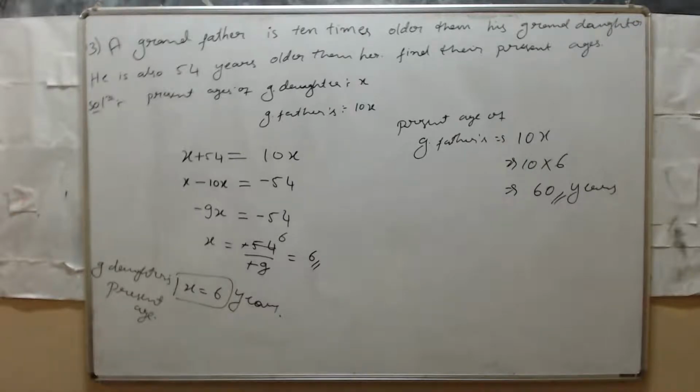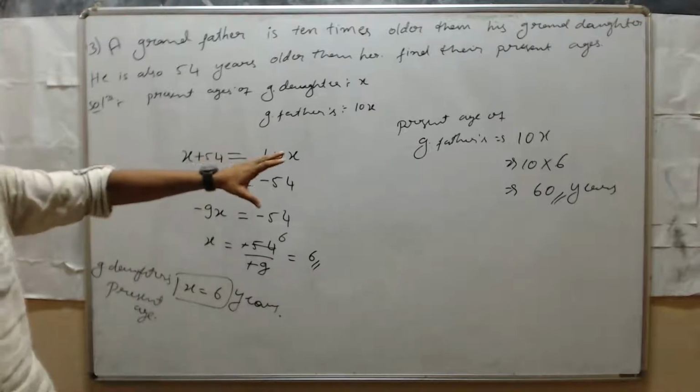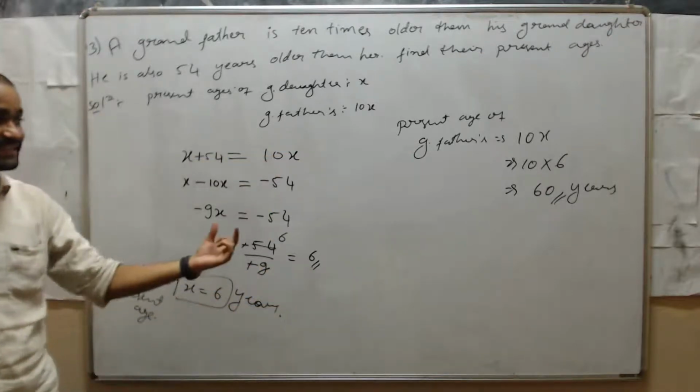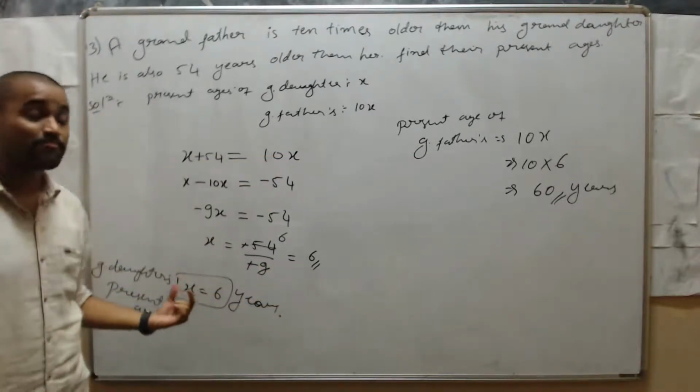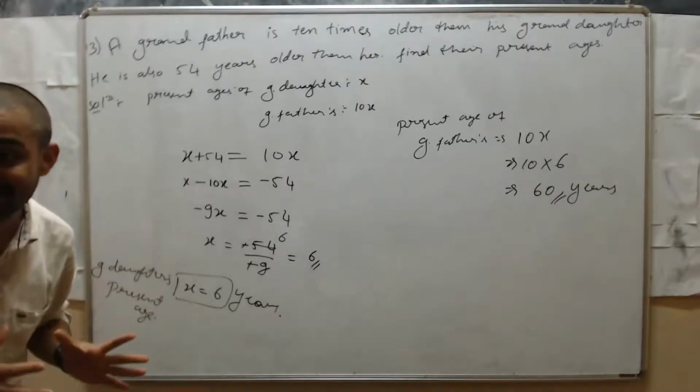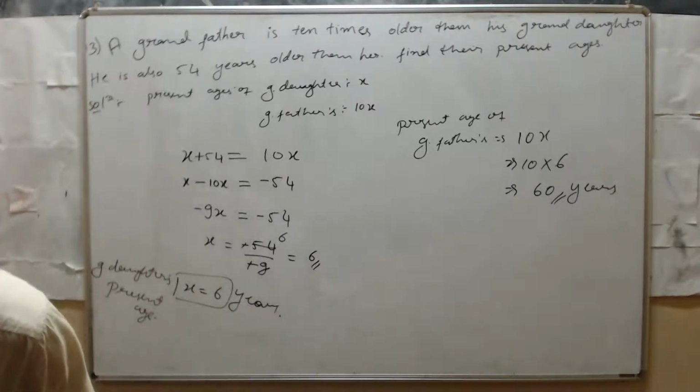Yes, Nikhil, Pragna, yes, well done. Sitaram, yes, x is equal to 6. Prakash, Sidhu, Nagappa, yes, very good. Thank you, students. x is equal to 6 and 10x is equal to 60. What are x and 10x? x is the granddaughter's age and 10x is the grandfather's age, students. And move to the next question.